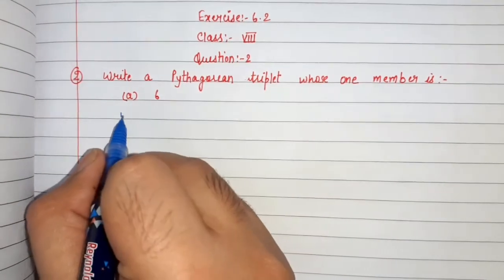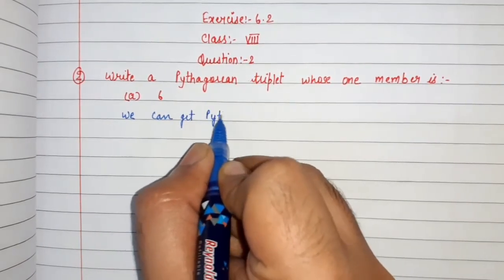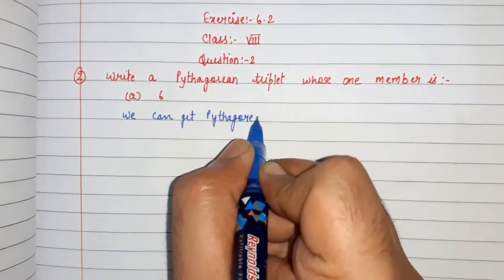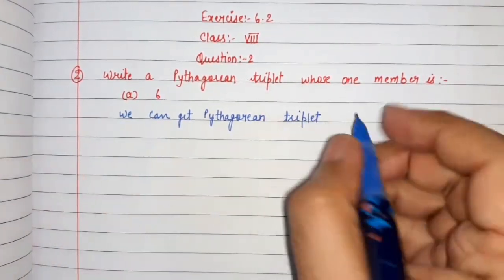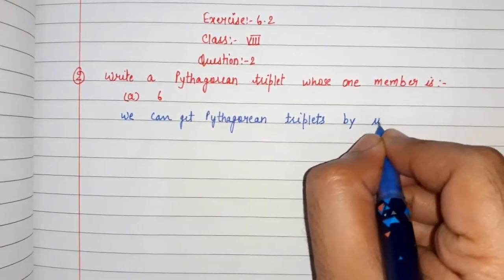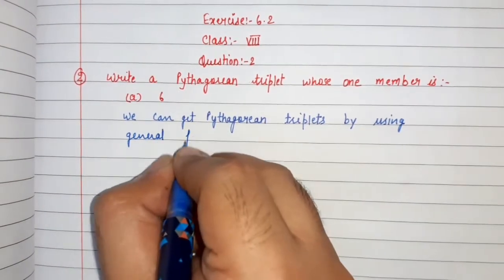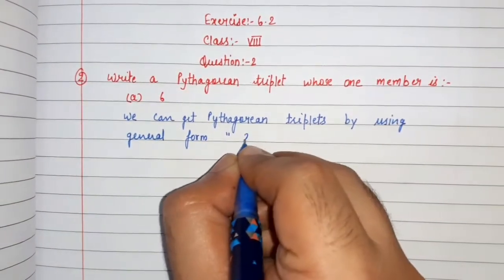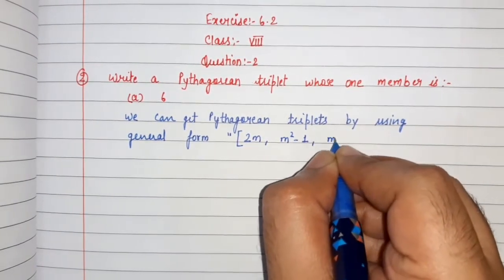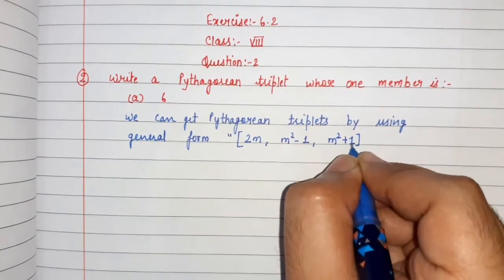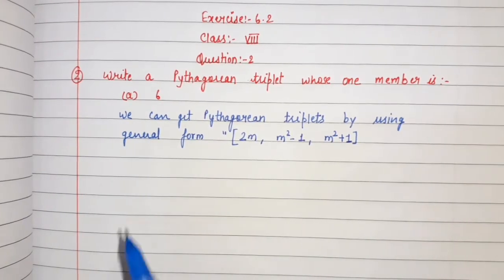So we know that we can get Pythagorean triplets by using the general form. So what is the general form? 2m, m square minus 1, m square plus 1. Okay, 2m, m square minus 1, m square plus 1.